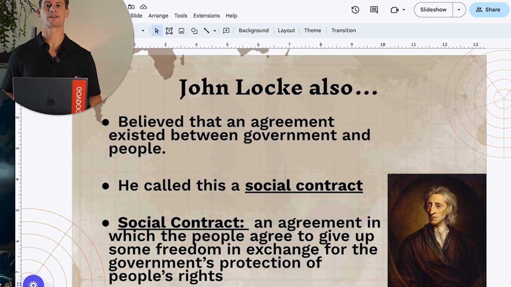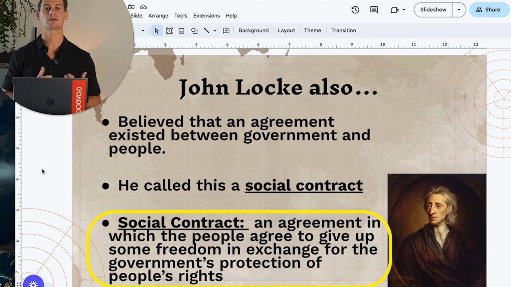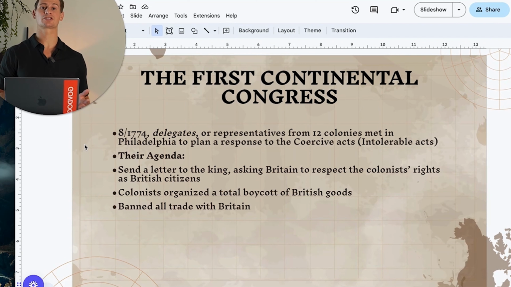Another very important thinking that Locke had was the idea of the social contract. So the social contract basically says that people will give up some rights in order for the government to protect them. For example, I can't go around and start punching people in the face, right? I give up the right to walk around and punch people in the face so that the government protects me from being punched in the face. This is the idea of the social contract, and it is one of the crucial points of American government that we still hold true today. Tensions between the colonists and the British king are coming to a boiling point.